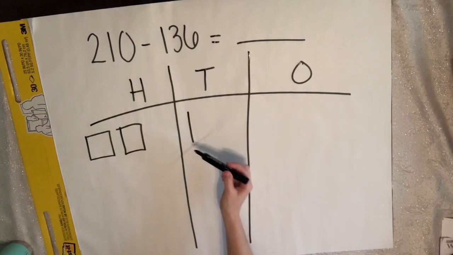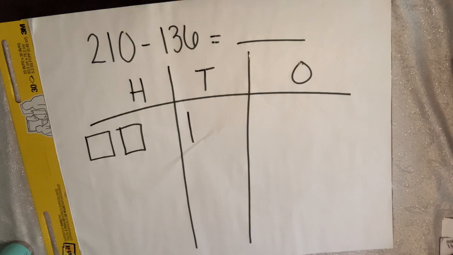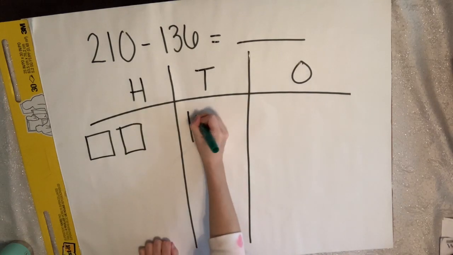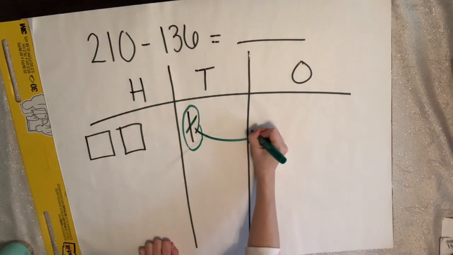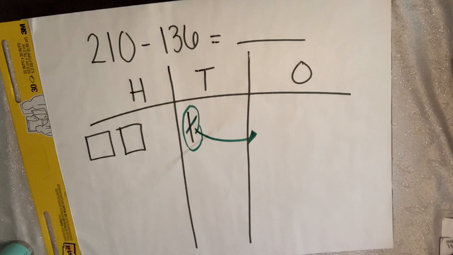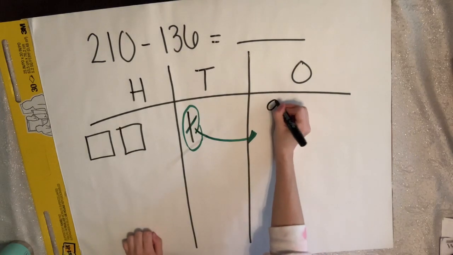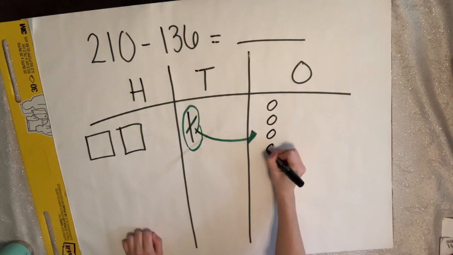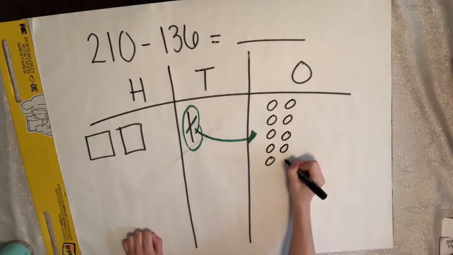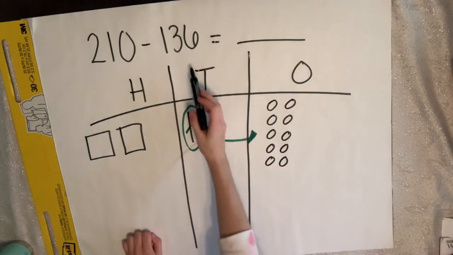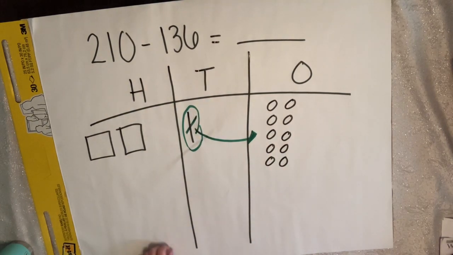We need to take away 6 ones, but we don't have 6 ones, so we're going to exchange a 10 rod for 10 ones. You always want to start with your ones when you're subtracting on an HTO chart. So I'm going to draw my 10 ones that I exchanged from my 10 rod. And now I have enough ones to take away my 6 ones, so now I'm going to cross off my 6 ones.